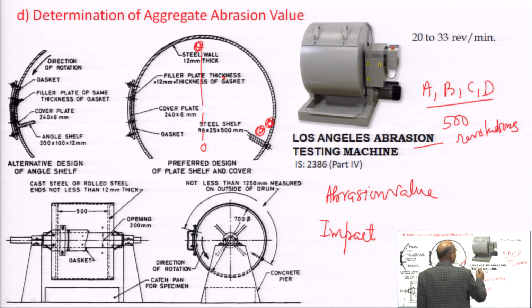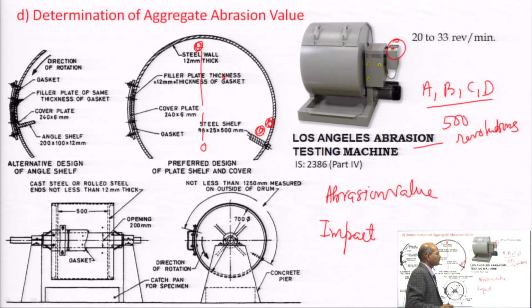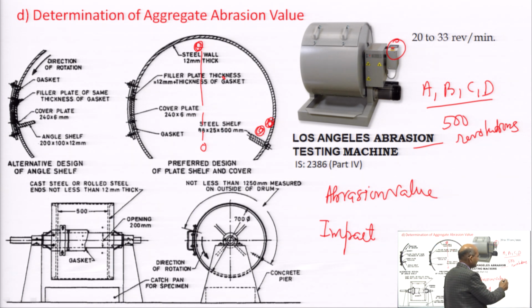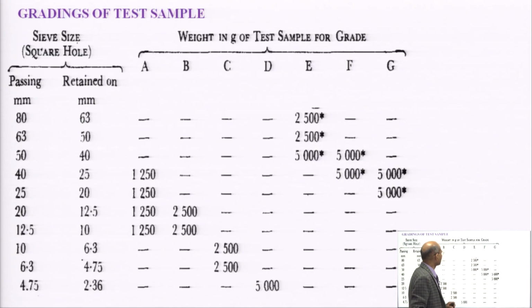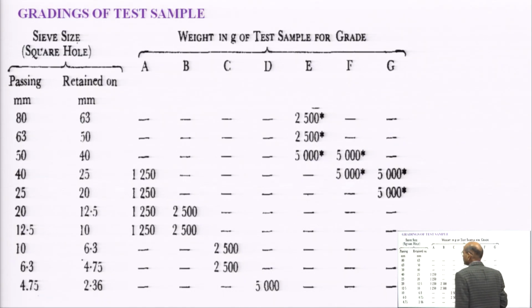And here is the counter, with the help of this you can count the number of revolutions. If our aggregate grading is E, F, G, then in that case we have to take 1000 revolutions. So, for 1000 revolutions, here also once again the speed should be 20 to 30 revolutions per minute. Okay. And what are the values?